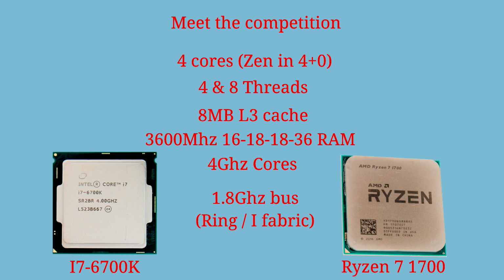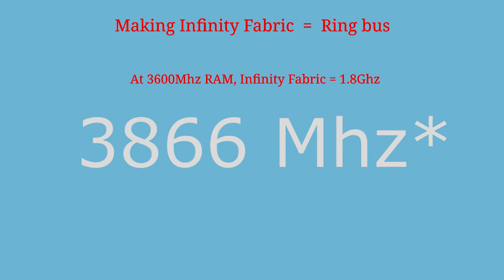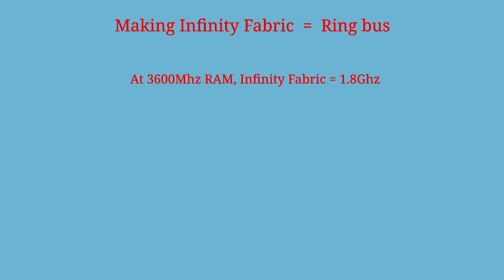So this testing is normalizing that. And to do that, I need to lock the Infinity Fabric speed to the Ring Bus speed, and as I've down-cored the Zen to 4 cores, we will have the same bus bandwidth per core on both CPUs. So to do that, I got my high-speed memory kit rated for 3066 MHz and clocked it to 3600 MHz. This meant that the Infinity Fabric would be running at 1.8 GHz.